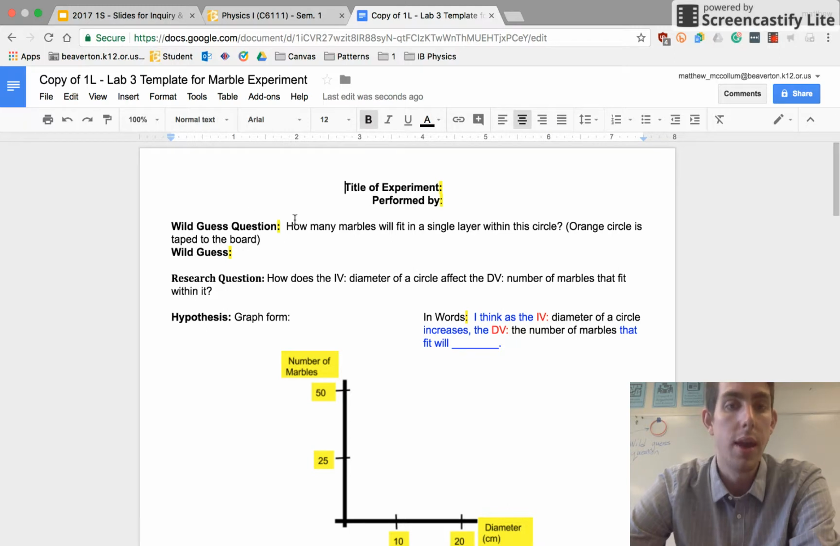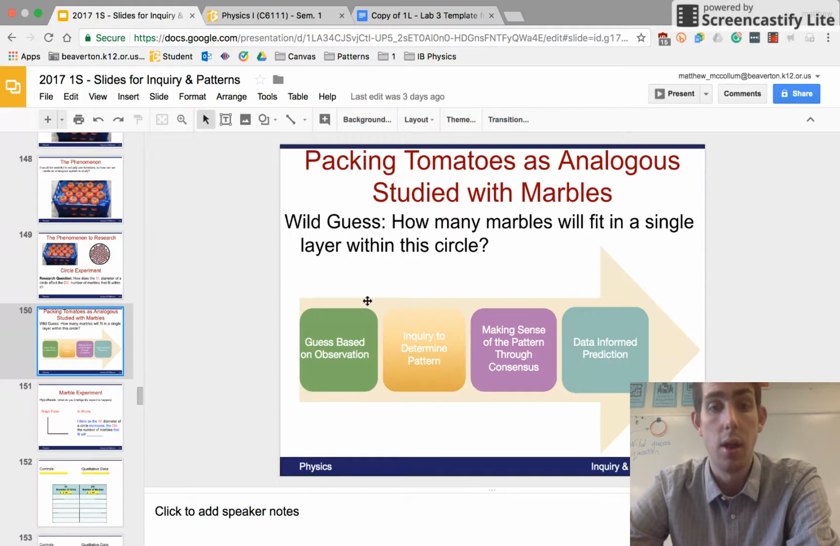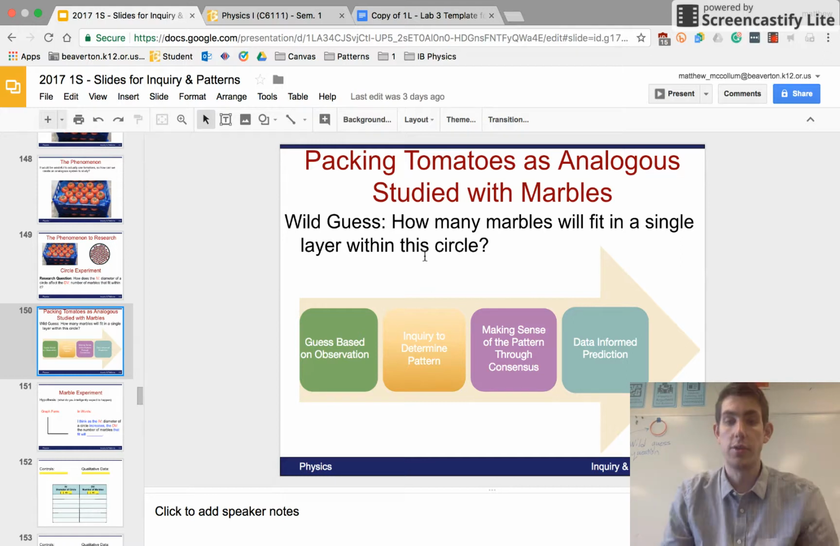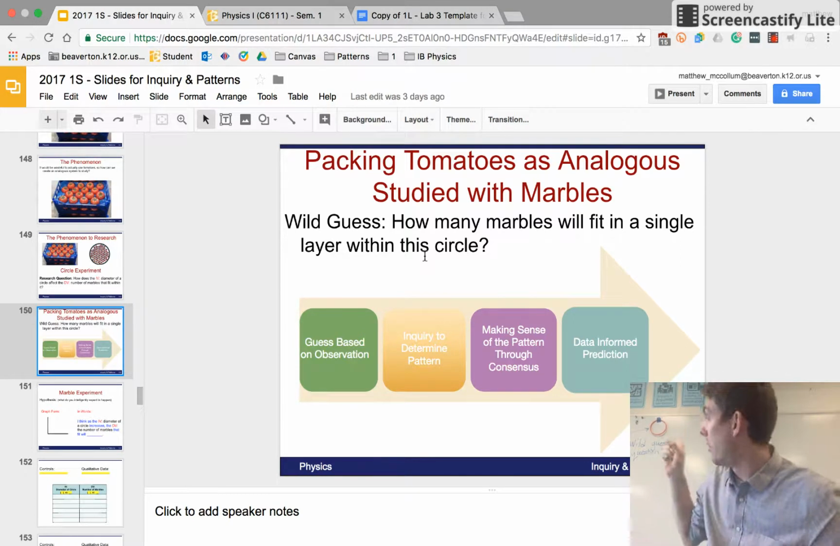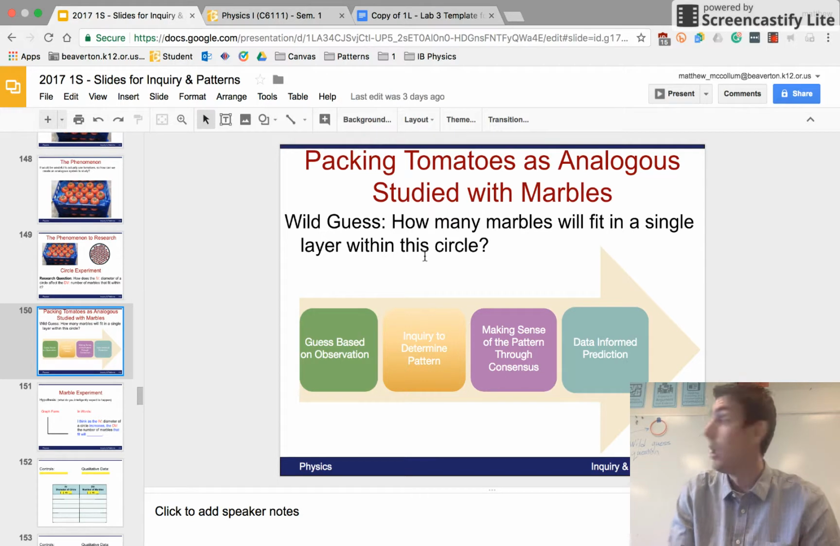The wild guess question that I'm going to have you take a look at is as follows. How many marbles will fit in a single layer within this circle? The circle that I'm referring to is on the board right behind me, and it will be taped on the board today for you. That's the wild guess question. So you're looking at how many marbles will fit in that orange ring that's on the board.